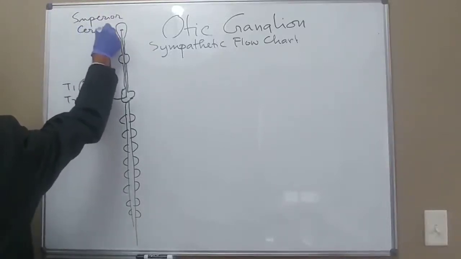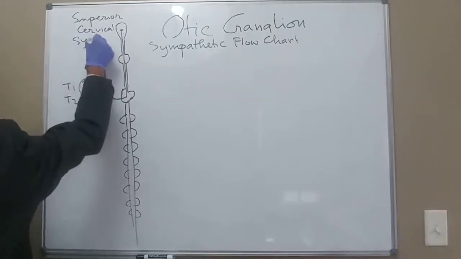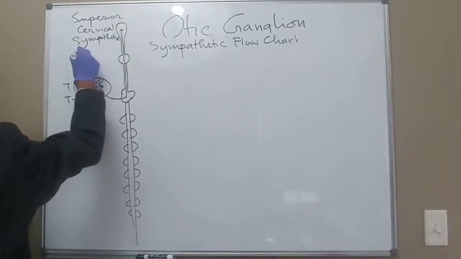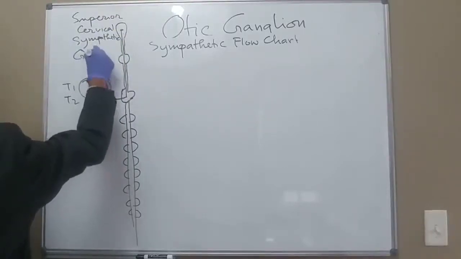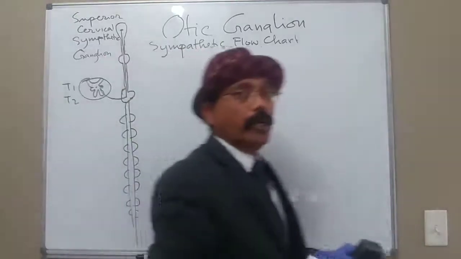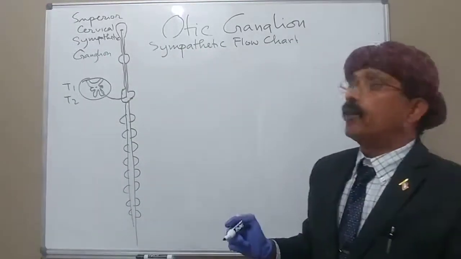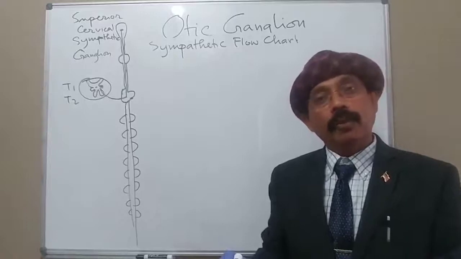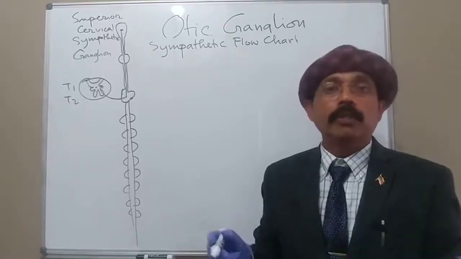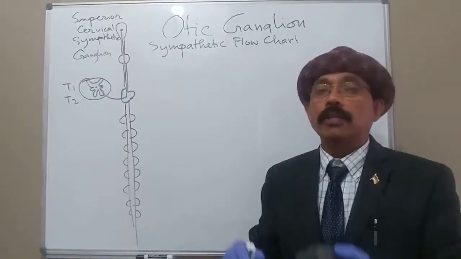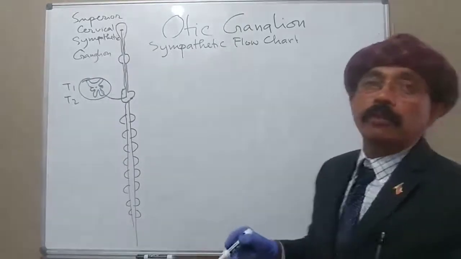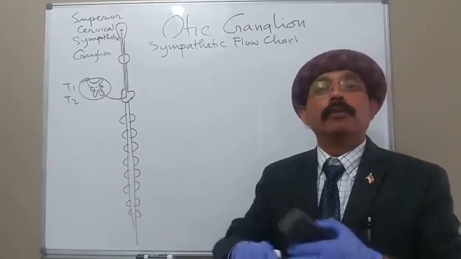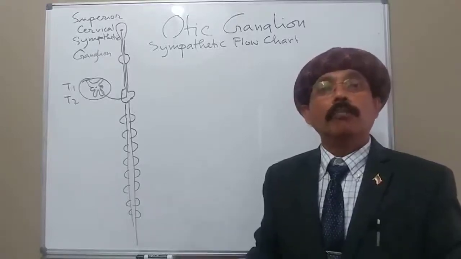Superior cervical sympathetic ganglion. Okay. From the superior cervical sympathetic ganglion, the postganglionic fiber will follow the blood vessel. Over the wall of the blood vessel, they will distribute to the external carotid artery, to the internal carotid artery. Suppose in otic ganglion, they will go through the external carotid artery, then to the maxillary artery, then the plexus will go to the middle meningeal artery.